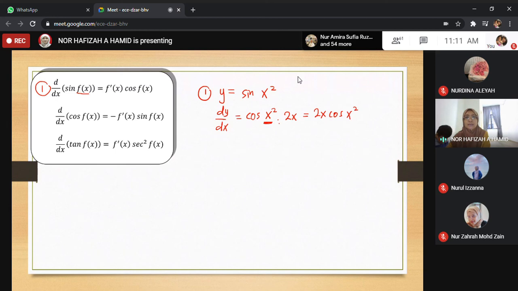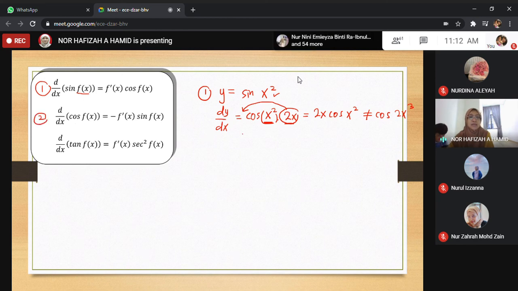You cannot multiply x square with 2x, so it is different from cos 2x cube. You cannot multiply x square with 2x, so that's why we transfer the 2x to the front. The angle must remain x square, the same as the original function. Okay, x square. So this is the first example.